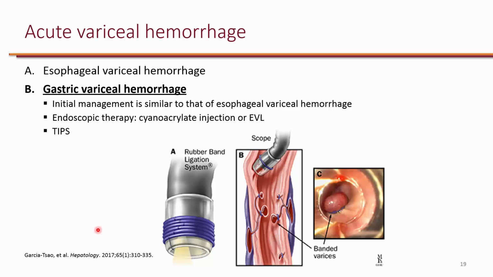So that was for esophageal variceal bleeding. For gastric variceal hemorrhage, pretty much the initial management is similar. Endoscopic therapy is really important for these patients. So basically the scope goes into, now this picture is in the esophagus, but the same concept applies to the stomach. So the scope goes in and finds the site of bleeding. And then they can either have cyanoacrylate injection, or they can actually do ligation. So once they ligate the varices, it will stop the bleeding.